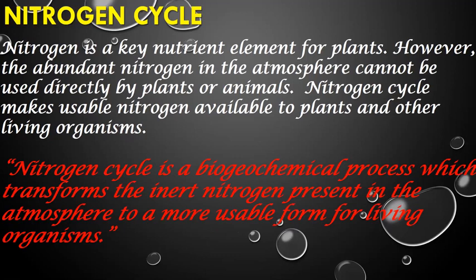However, the abundant nitrogen in the atmosphere cannot be used directly by plants or animals. The nitrogen cycle makes usable nitrogen available to plants and other living organisms. So we can define the nitrogen cycle as a biogeochemical process which transforms the inert nitrogen present in the atmosphere to a more usable form for living organisms.